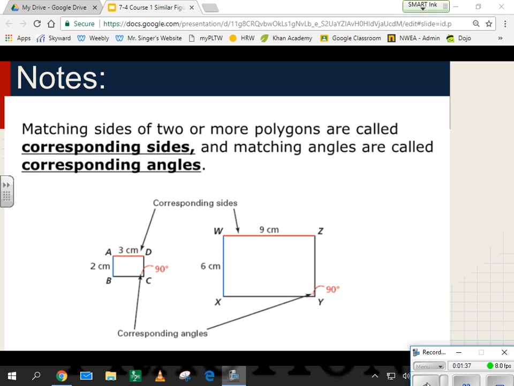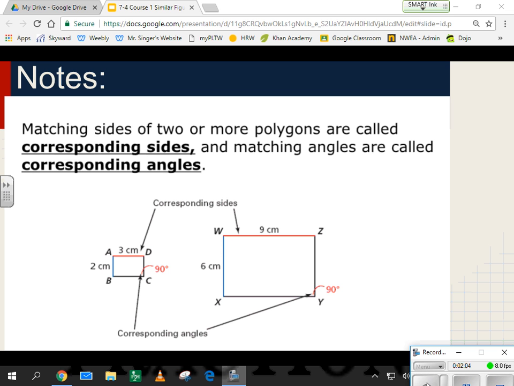Well, as you can see in the picture down here, we have 2 corresponding sides that are red, 2 corresponding sides that are blue. So we have 3 centimeters is the corresponding side to 9 centimeters, meaning they're the same size in proportion, not the same exact measurement. And then for line AB, you have 2 centimeters, which corresponds to line WX. So you can see we have those corresponding.